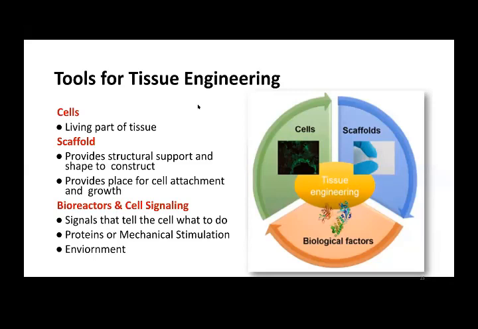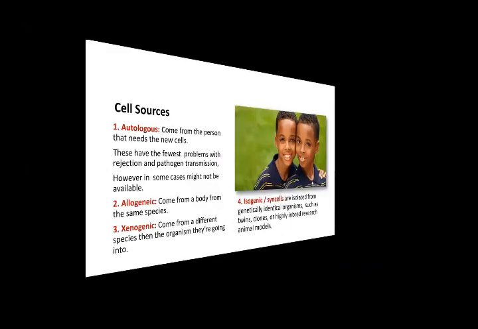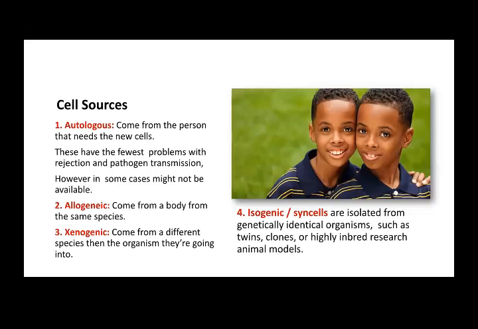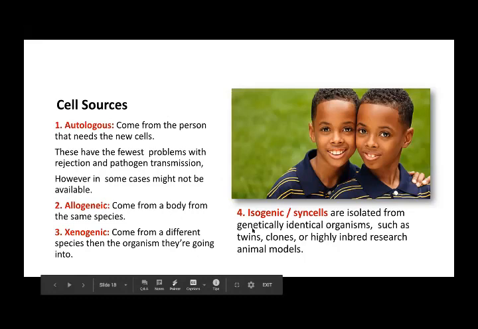So we talked about cells, scaffolds, bioreactors and cell signaling, the main components of tissue engineering. And then we talked about how to acquire the cells, which are the building blocks. Autologous, coming from the same person that needs the cells or needs the transplant. We use those cells to grow the tissue. Allogenic, coming from the same species. Xenogenic, coming from a different species. Isogenic, isolated genetically from an identical organism, such as twins, clones, hybrid, inbred research animal models.